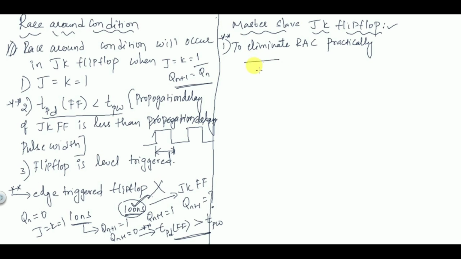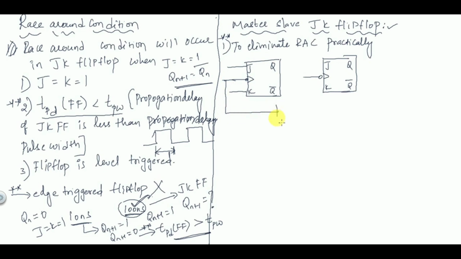In the master slave JK flip-flop, we are going to use two JK flip-flops, each with J, K, Q and Q bar, both negative edge triggered only. JK is given directly here, the clock pulse is taken to this, and an inverter is used in the middle.